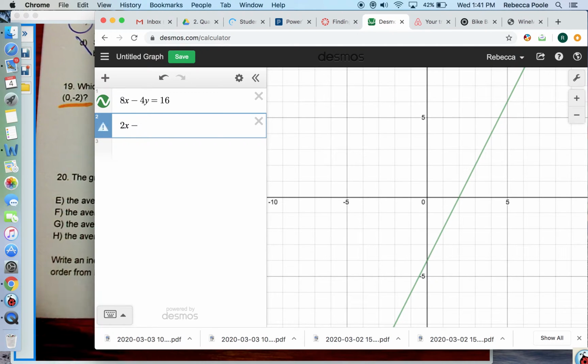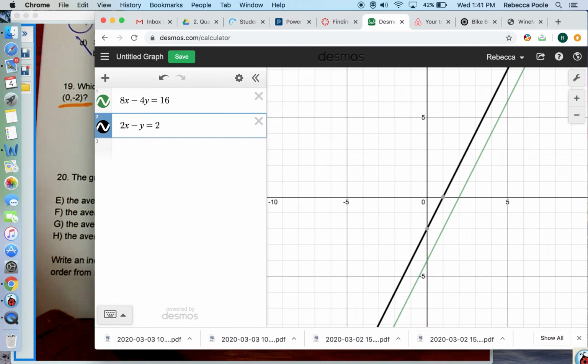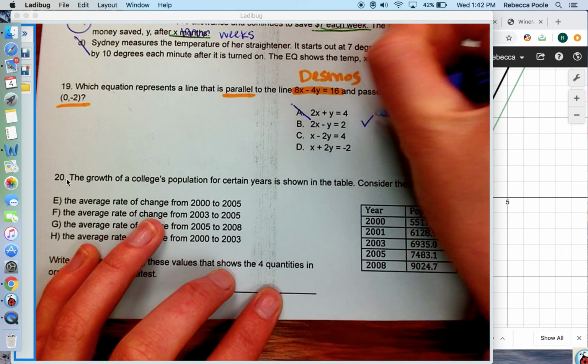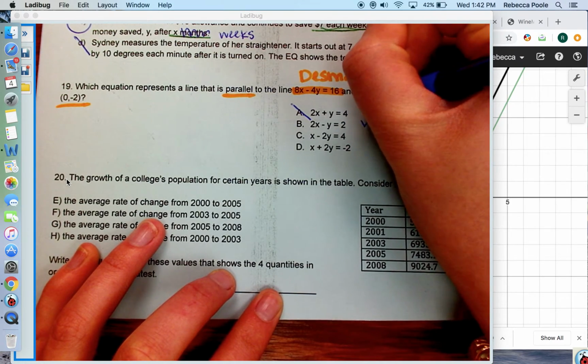2x minus y equals 2. Okay, are these two lines parallel? Let's zoom out and see. And zoom in and see. Yes, because they do not touch. They don't look like they're going to cross, right? They look like they're rising and running the same. Okay, so this one is parallel. So the first thing gets a check.